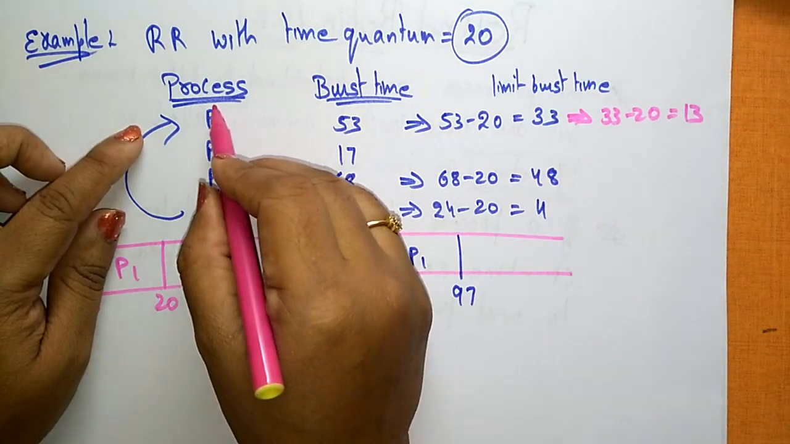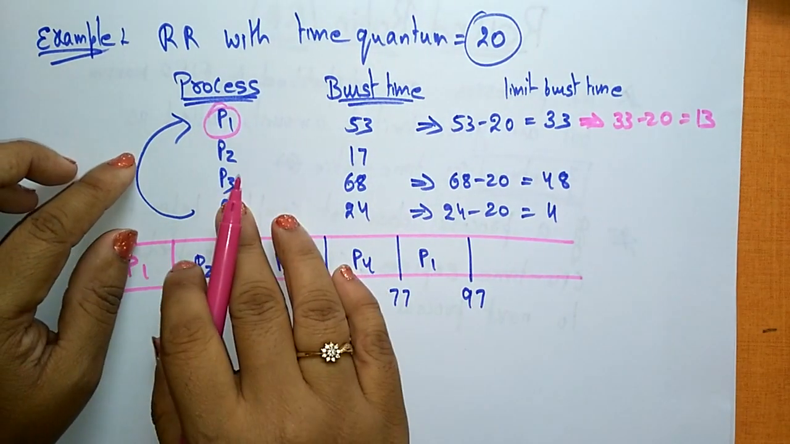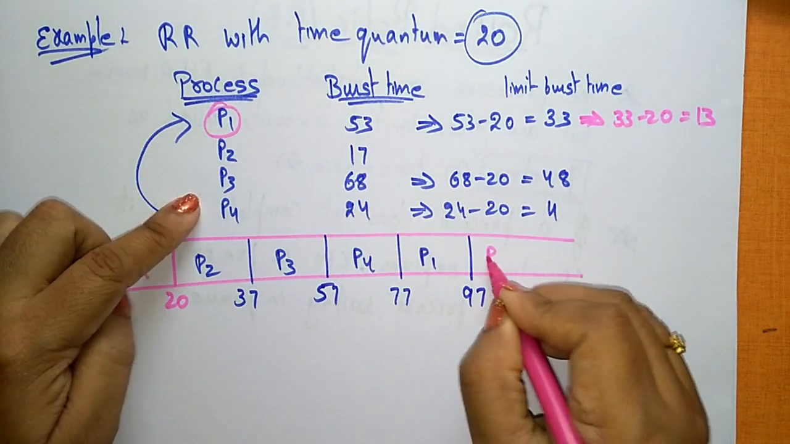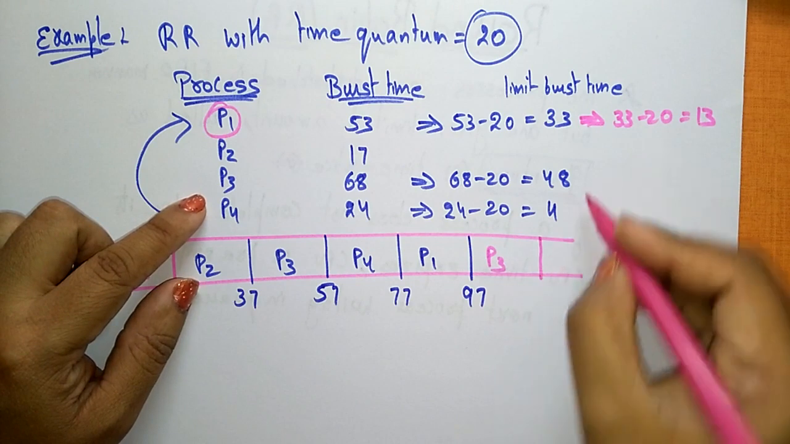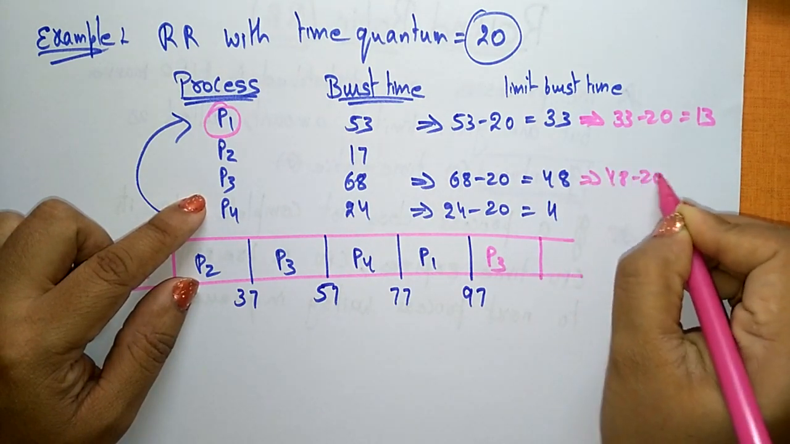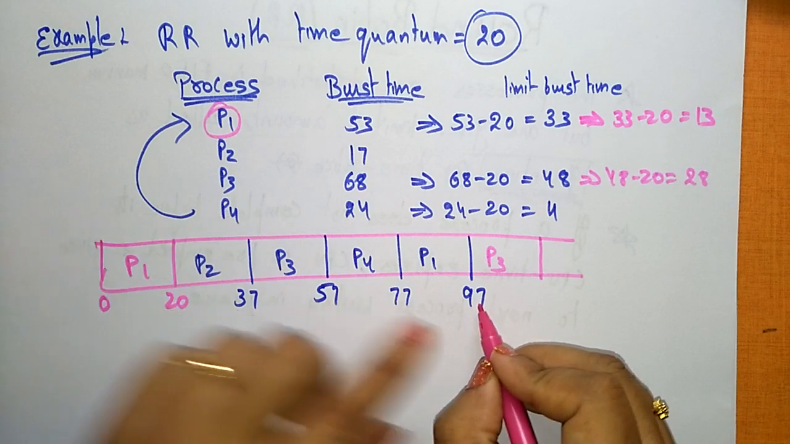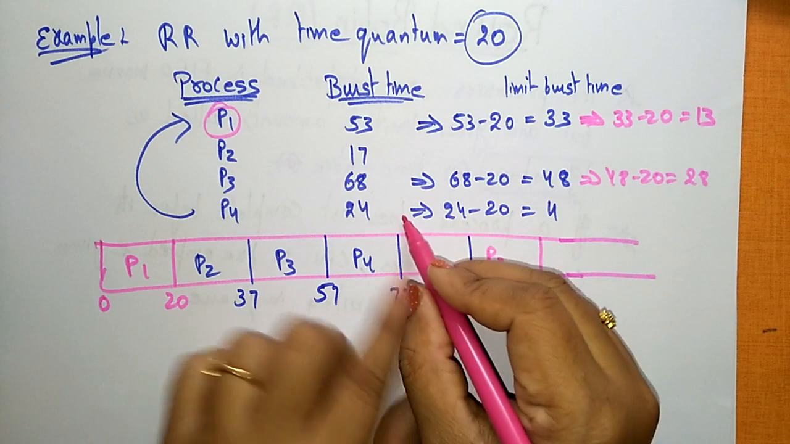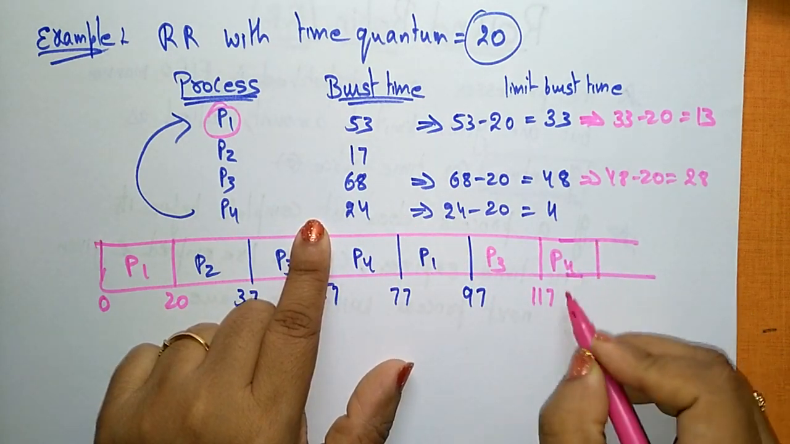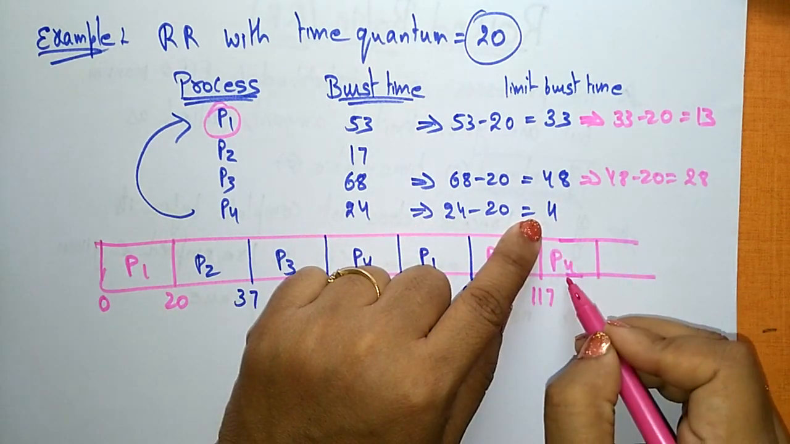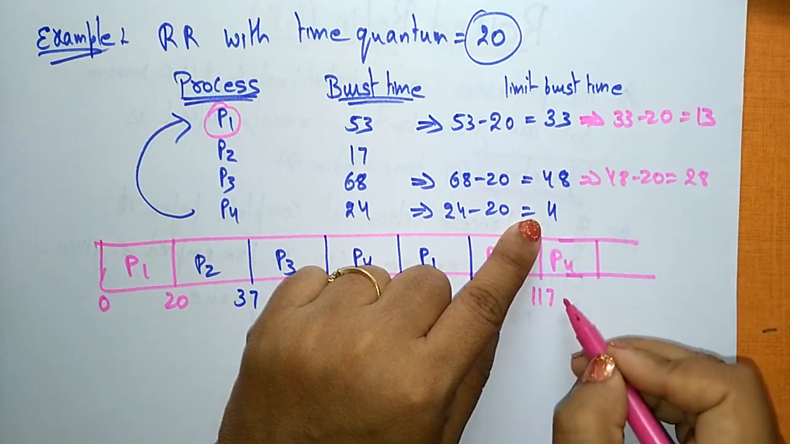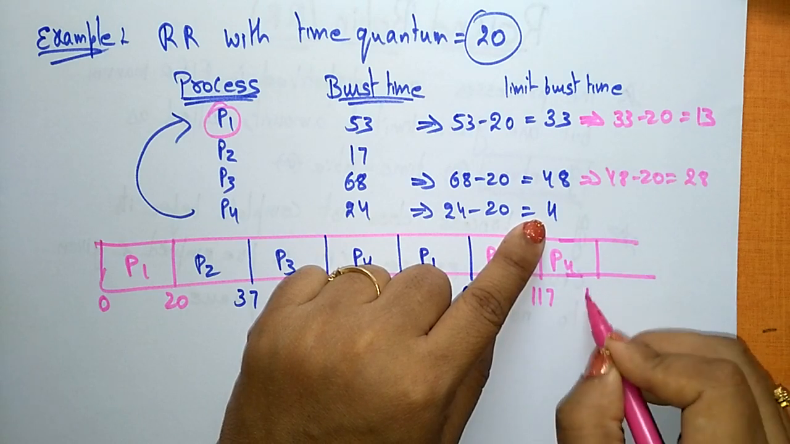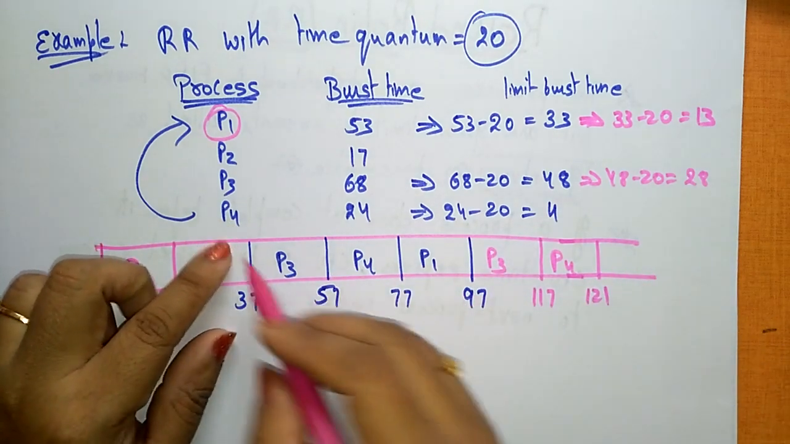So the process P1 still has a chance to execute. P2 is already over. Next P3. P3 has 48, 48 minus 20, still 28 remains. So 97 plus 20, 117. Next P4, which needs only 4. That 4 can be executed within the 20, so this will be over. 117 plus 4 you will get 121. So this is also over.